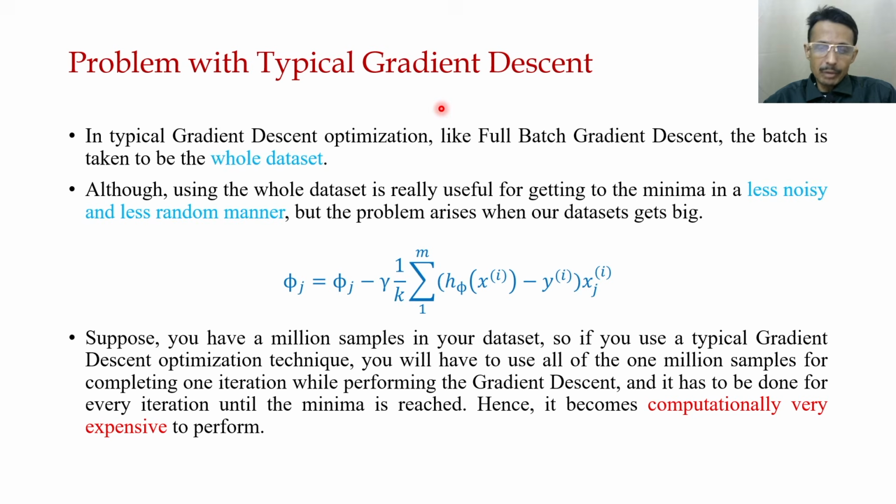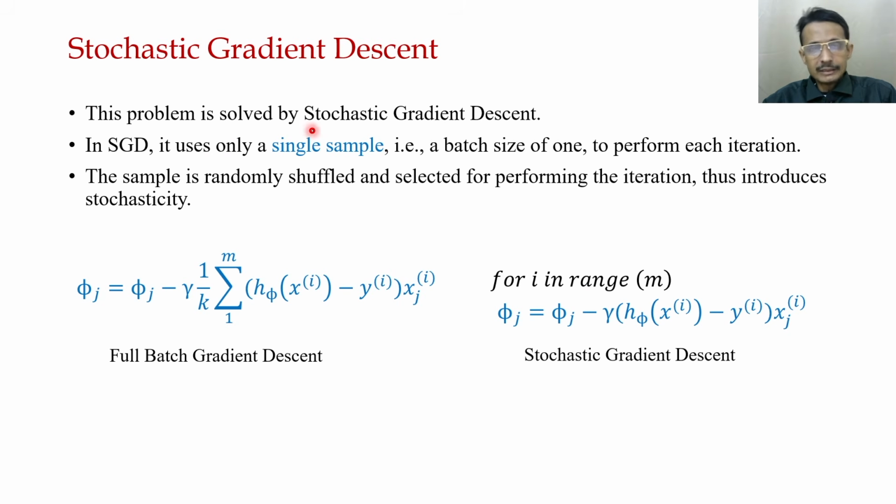To mitigate this problem, what we basically do is called stochastic gradient descent. The stochastic term comes from the fact that some randomness is added to this process. We'll see how this comes. In this stochastic gradient descent, generally called SGD, we take a single sample rather than the full data set. We choose a single sample.